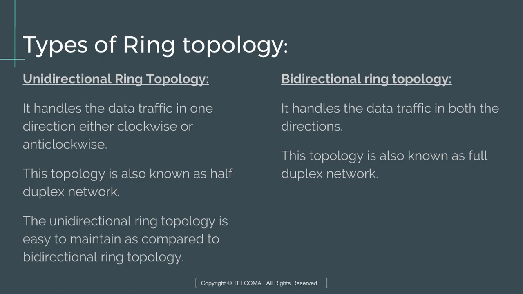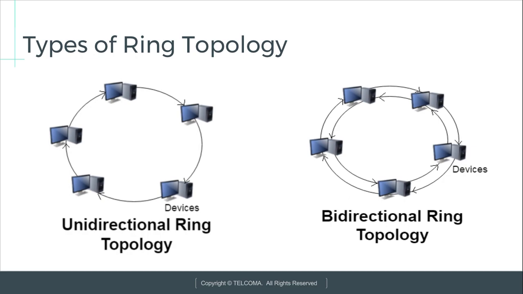The unidirectional ring topology is easy to maintain as compared to bidirectional ring topology because bidirectional contains more cabling. In unidirectional ring topology, only one cable is used to transmit the data, and in bidirectional ring topology, two cables are used to transmit the data in both directions.